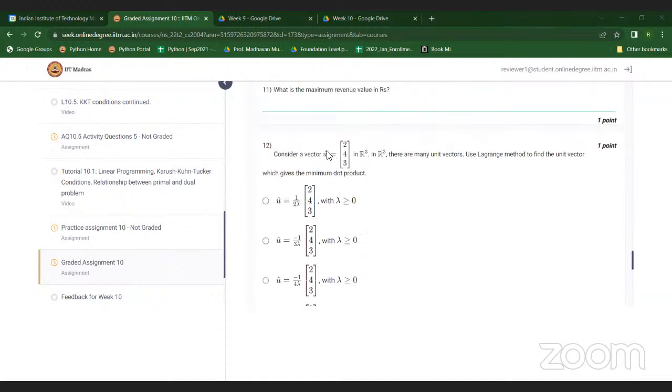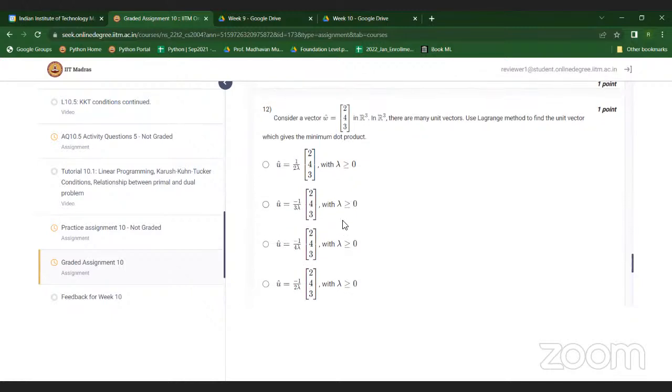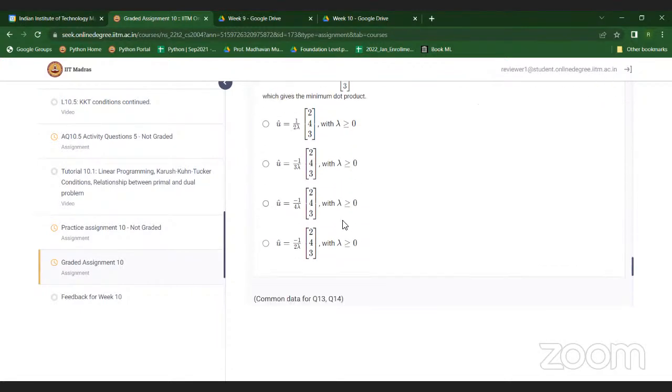Okay, we are given the vector W in R3. In R3 there are many unit vectors. Use the Lagrangian method to find the unit vector which gives the maximum dot product with this vector. So basically what they're asking you is, we have this W vector, right?